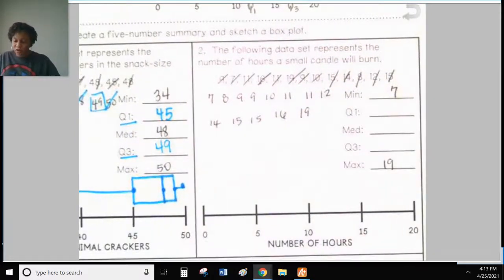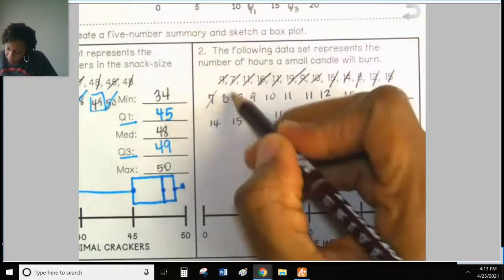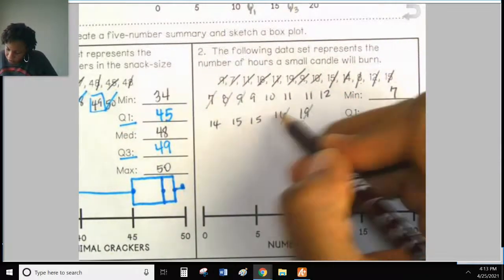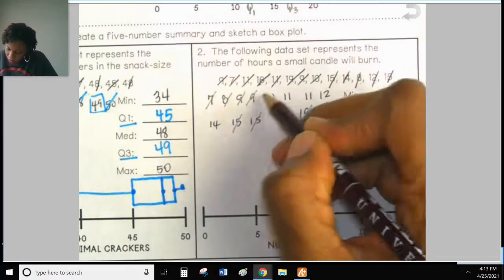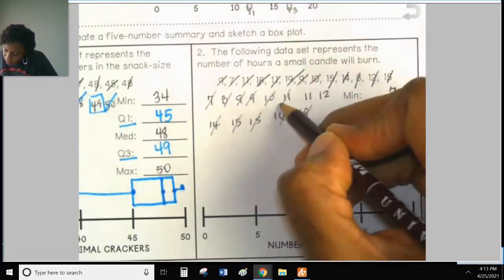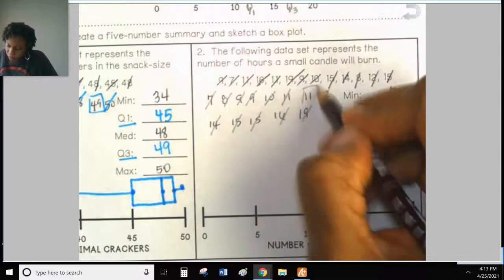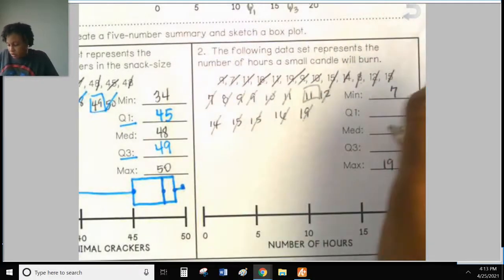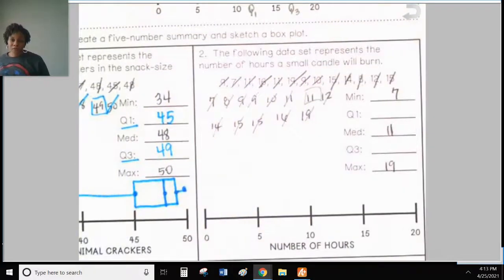Then we want to figure out what is the median, what's in the middle. Here, here, here, here, here, here, here, here, here, here, here. My median is 11. That's what's in the middle. That is what's left in the middle.